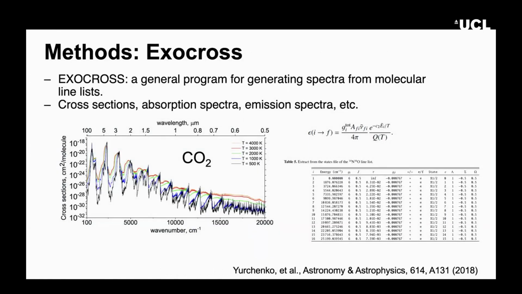Another very important step in our simulation is to use the so-called Exocross to compute the emission spectrum. And here's the formula, and here's the data. We can integrate this data, for example, the degeneracy or the matrix elements between the final state and initial state, to compute the emission spectrum.